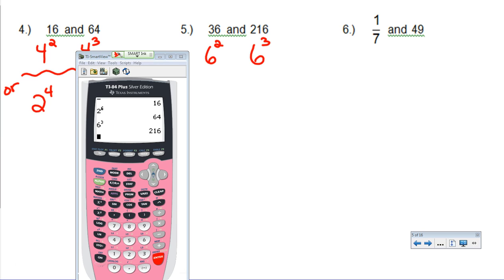Now, if you want to do this the expanded way, I've got to show you this is a little bit different. If you try doing 36 is 6 times 6, and that's 2 and 3. This is how you're going to have to do this. You have 2 2s and you have 2 3s.